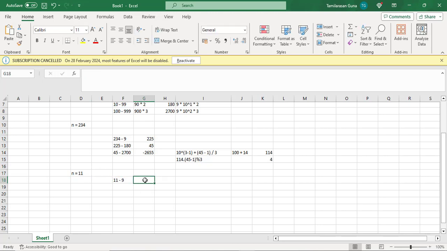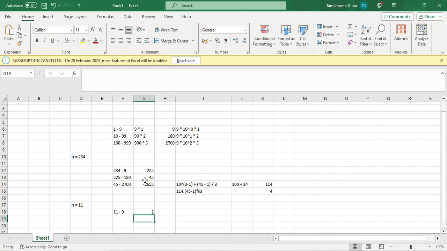11 subtracted by 9, I get the value 2, which is greater than 0. So I can say the number doesn't lie in this range. Now repeat the process. The n value which we have got, subtracted by 180, gives a negative value, 178 below zero. So the number is not greater than 0. So I can say that the 11th digit lies in the range 10 to 99, which are 2-digit numbers.